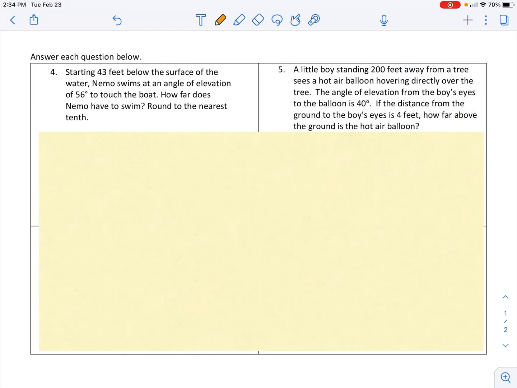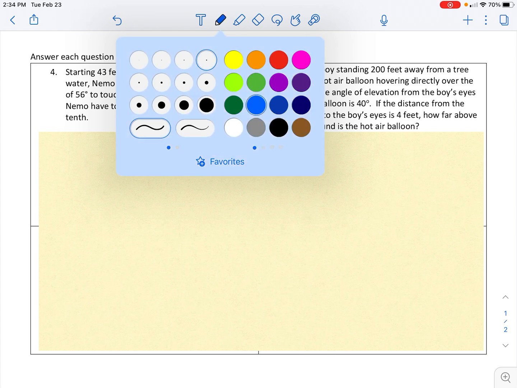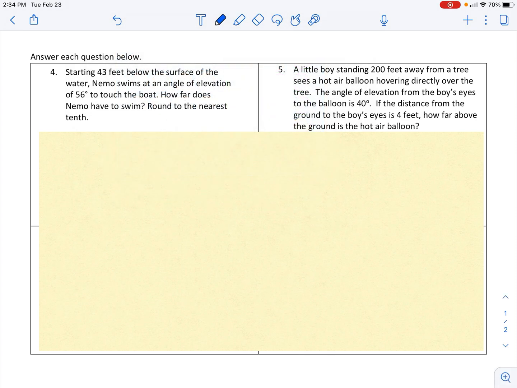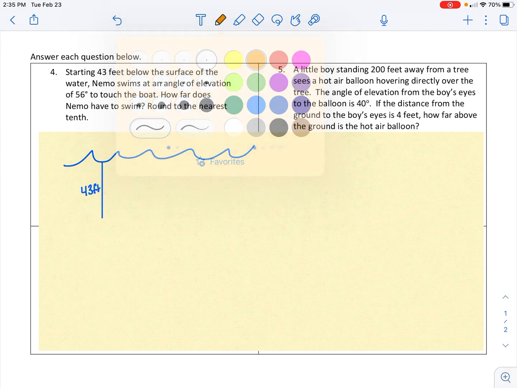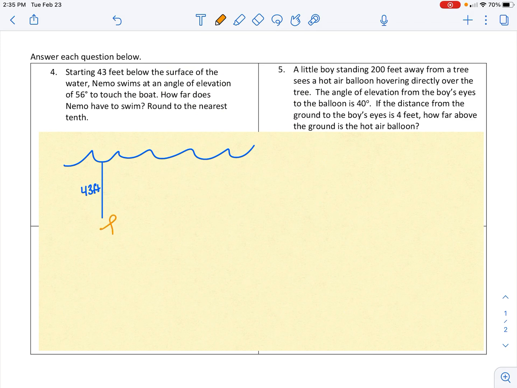Okay, I'm going to go over numbers 4 through 7 on tonight's homework. So starting with number 4, it says starting 43 feet below the surface of the water. So if we have the water and 43 feet below that surface, we have Nemo. Okay, so we got Nemo, we got our fish.